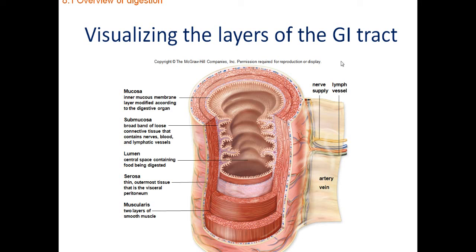Okay, now here, this is the same picture again, it's just bigger. So here's the layers. Okay, the lumen is the hole, the mucosa, okay, submucosa, the muscularis, and then the outer layer is the serosa. Okay, so your whole digestive tract, this is what the layers are. There are some variations, but they're all pretty much the same.